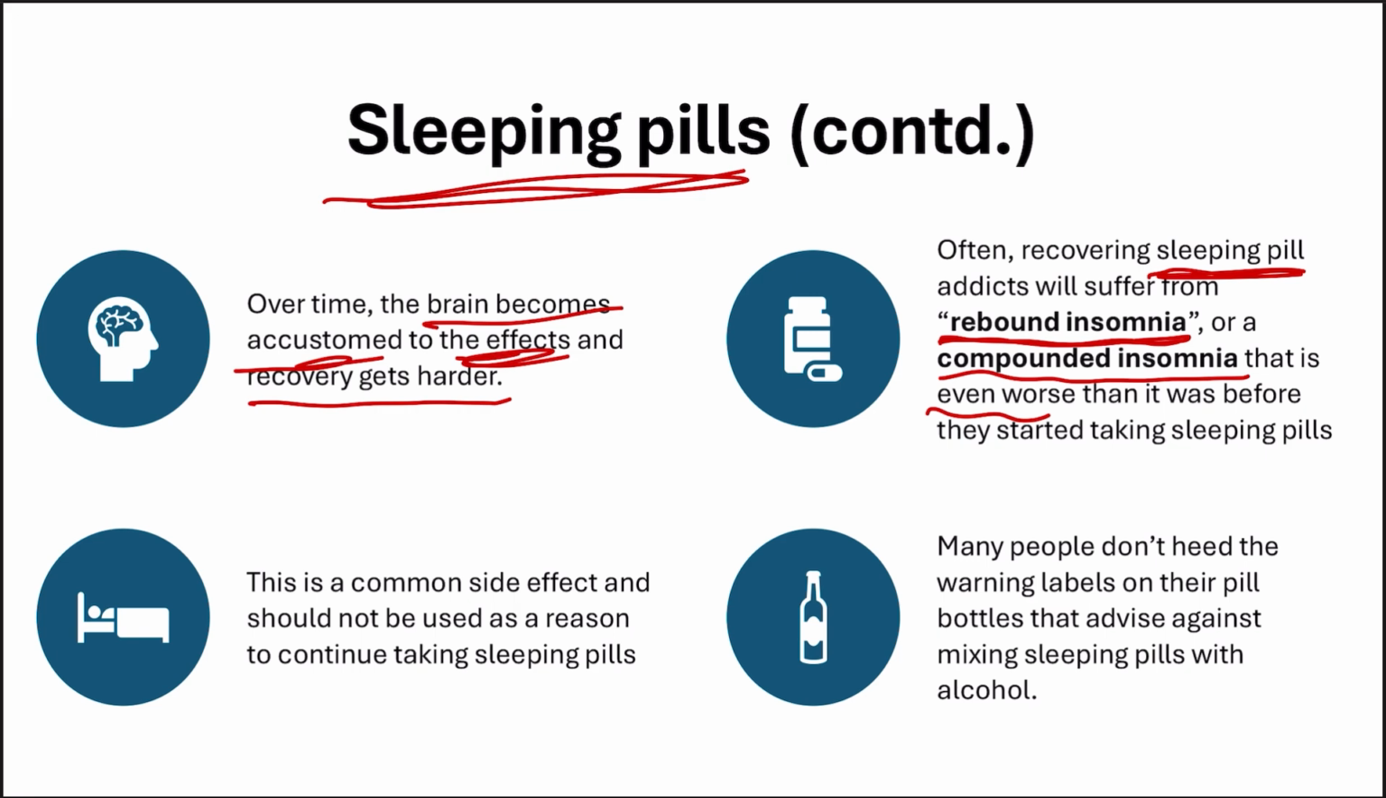What this side effect, the rebound insomnia or compounded insomnia, does is make it a problem for the individual to recover from the sleeping pill addiction. So this is the common side effect which is used as an excuse by sleeping pill addicts for not stopping the use of sleeping pills. Also, when individuals are on sleeping pills, they do not read the warning labels provided on the pill bottle, that is, the medication label. And some of the addicts also drink alcohol along with that. Taking sleeping pills along with alcohol can lead to grievous adverse drug reactions. So this is about sleeping pills.